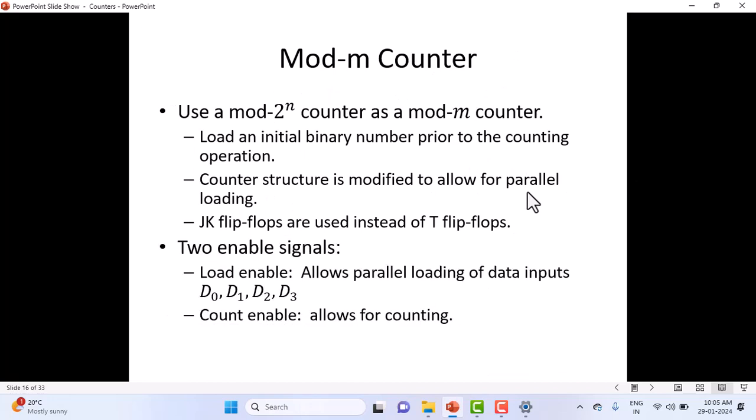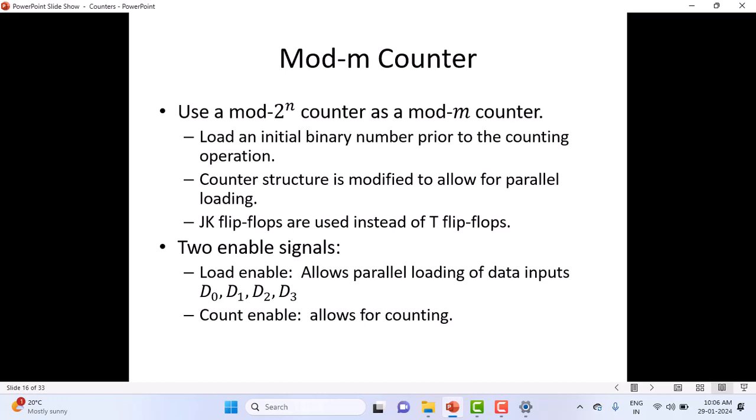Mod M means M stands for the number of states, and generally flip-flops have 2 to the power of n states. Many times we may or may not use all the states. I showed you the 4-bit counter, right? How many states does it have? 16 states. Some applications may use all the states, or some may use only a few of them. It all depends on the application.